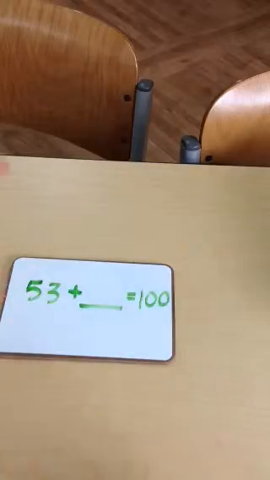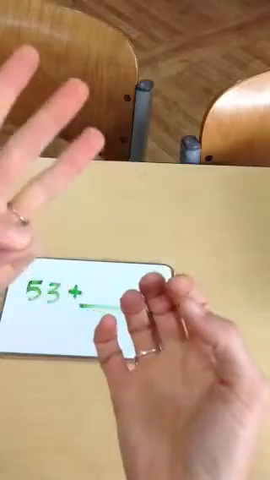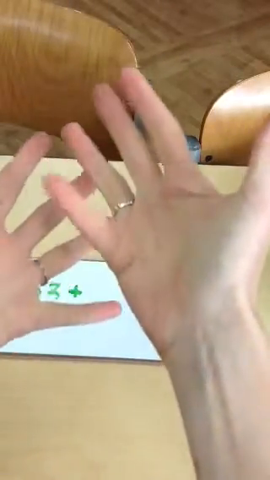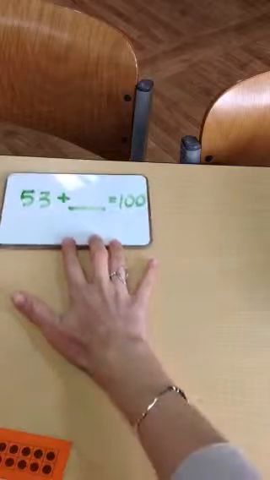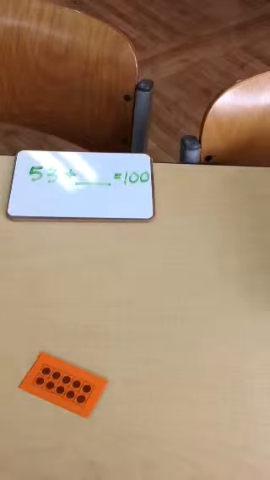So instead of saying I have 3 fingers and I'm going to count on to 10, 3, 4, 5, 6, 7, 8, 9, 10, you're counting on with double-digit numbers. The first thing you would do for this problem is build 53.